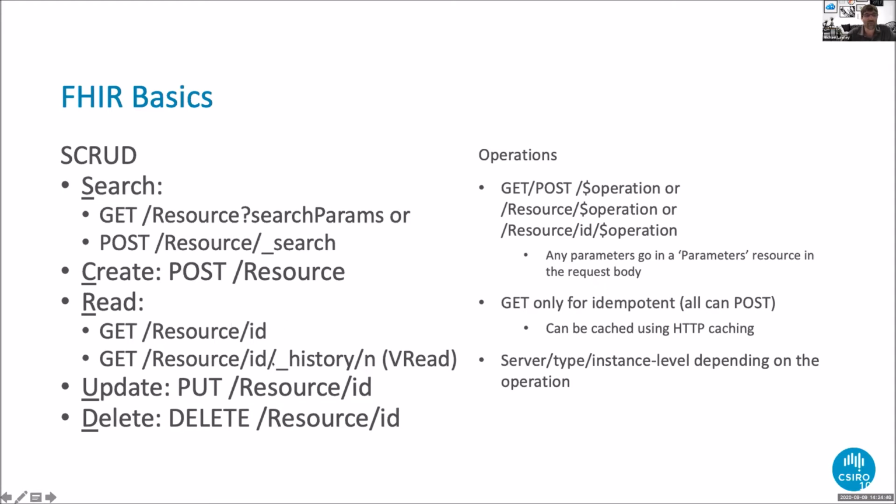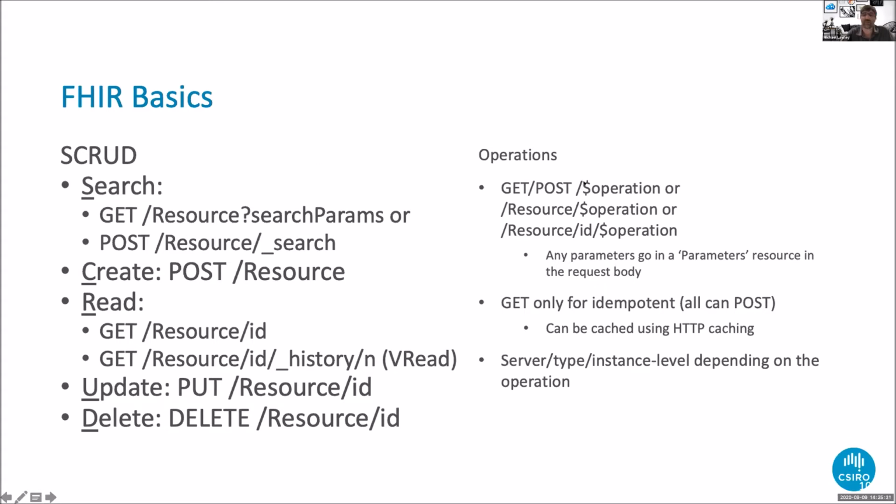Some servers will also support a history, so you can see previous versions of a resource. So if you've overwritten a resource, you can go back and look at previous versions, and Ontoserver supports this for all the resources it stores. You can update a resource with a put, and that's how you get your new versions. And of course, you can delete, and delete also leaves a trail in the history. Those are the basic operations or the basic interactions.